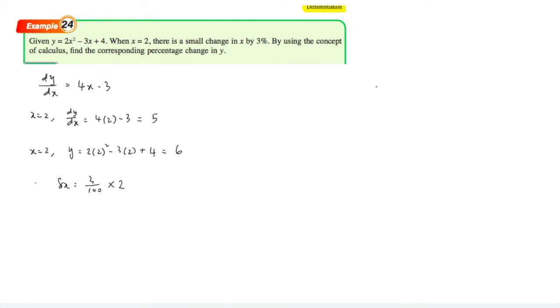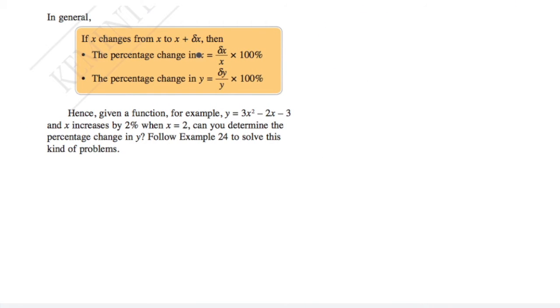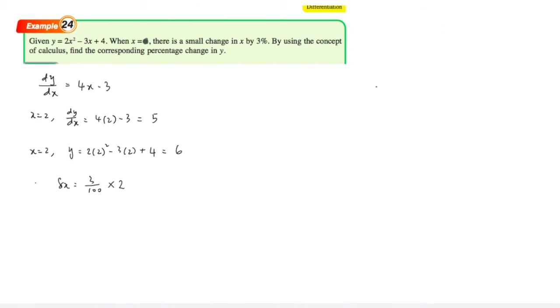Why do you get this one? Because the percentage is delta x over x times 100. You're given 3%, so 3% equals delta x over x times 100. The 100 goes there and the x goes there. So delta x equals 3 over 100 times x. The x you are given is 2, so times 2. So this is delta x, 0.06.